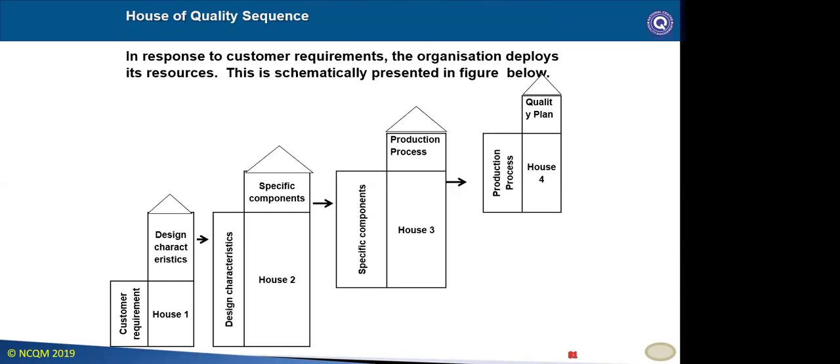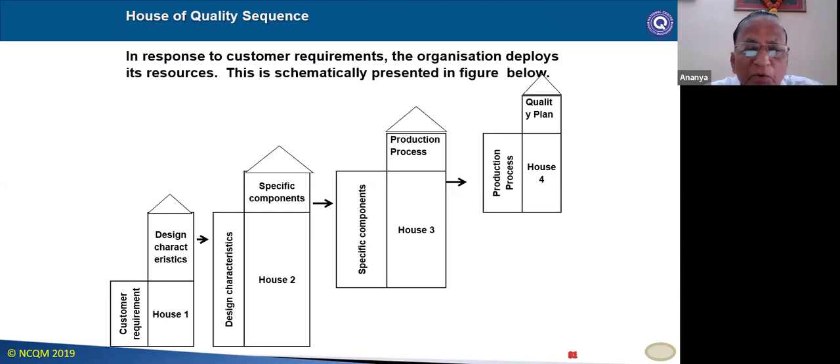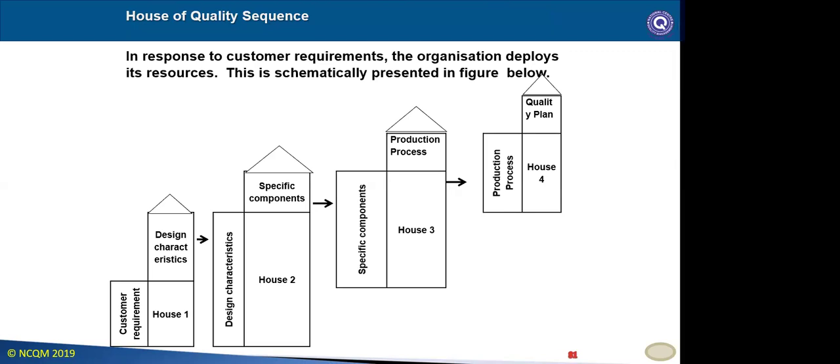The same customer requirement goes to design characteristics, to specific components, and then to the production process, how you are going to make it happen. And from the production process, they are going to quality planning. So that is what deployment takes place here. Okay. So good. No problem.